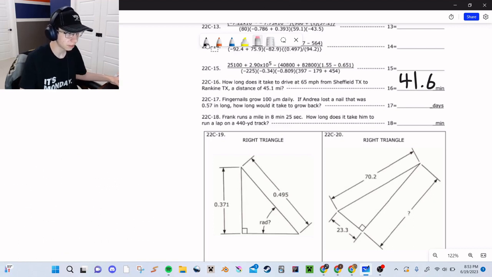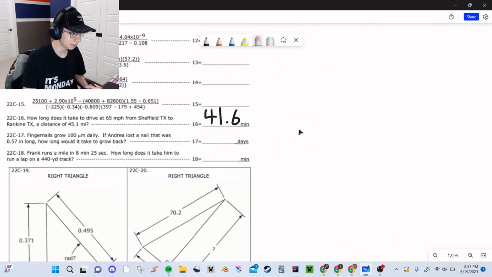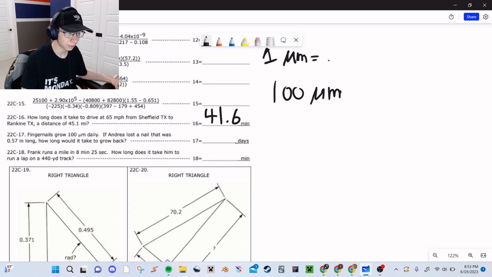Okay, number 17. So we're told fingernails, actually just write on this right side, so I don't block it. So fingernails grow at 100, and this symbol, that's a micrometer. So a micrometer, so 1 micrometer is equal to 10 to the negative 6 meters. Right, so keep this in mind.